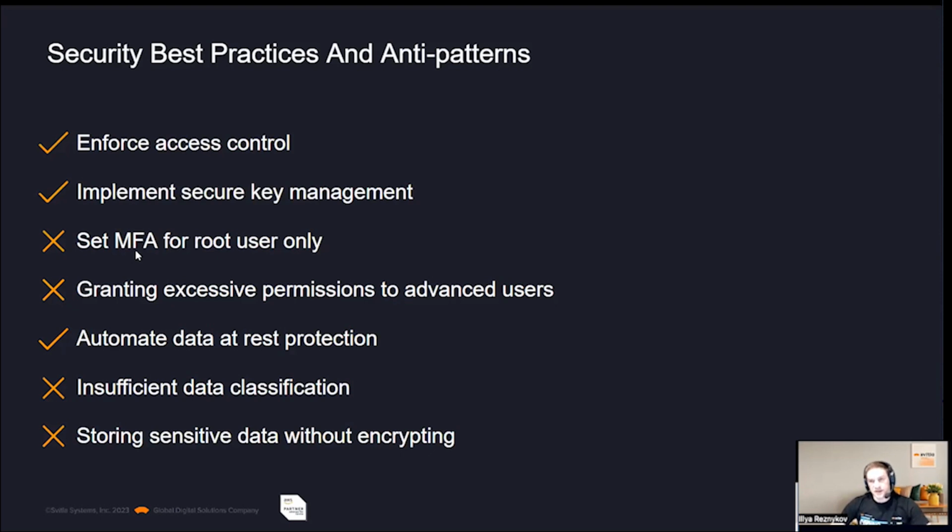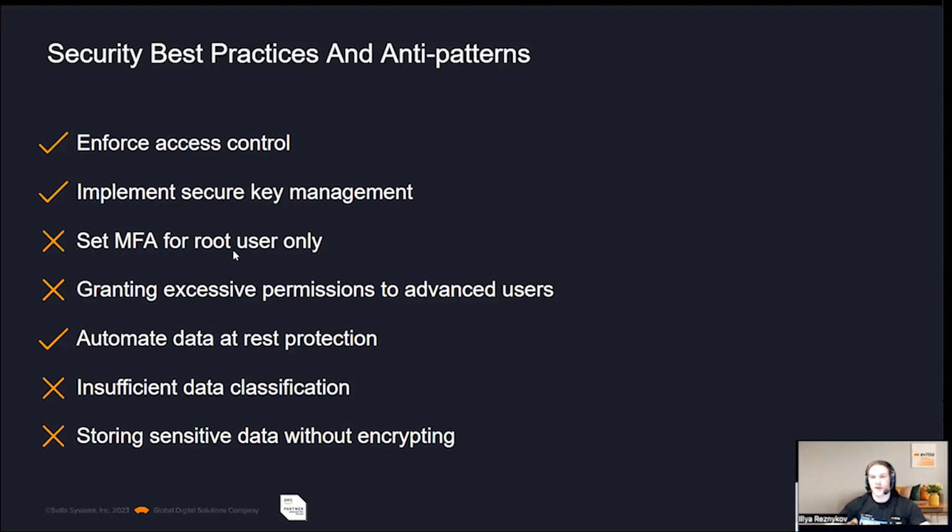Obviously, insufficient data classification is not a good practice, because based on data classification we should define which data is sensitive and which data is confidential, and based on this classification we will protect them in different ways. Public data could be put in a public S3 bucket, and we don't need to protect that. But if data is confidential, we definitely need to put more effort into protecting it. And obviously, the last one, storing sensitive data without encryption, is also not a good practice, because it's sensitive data.